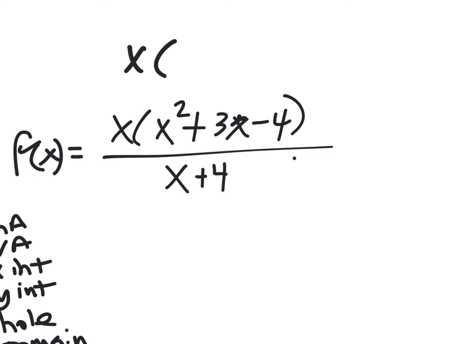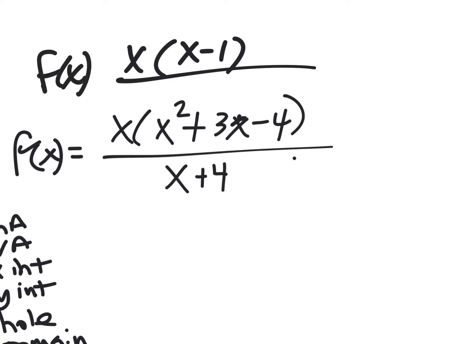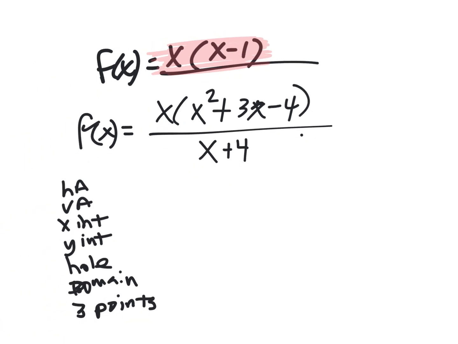Then you get x minus 1 in parentheses. Thank you. So there's my function after canceling stuff. I call that the simplified function. Okay, so that's the simplified function. That's what it looks like, except it's also got a hole at -4 comma what?